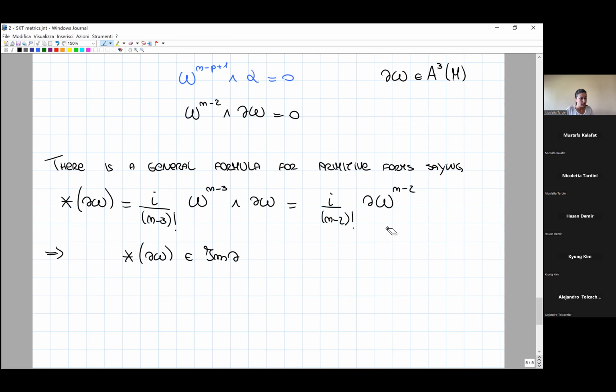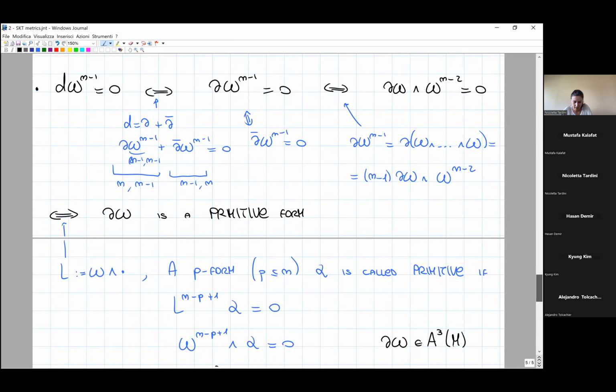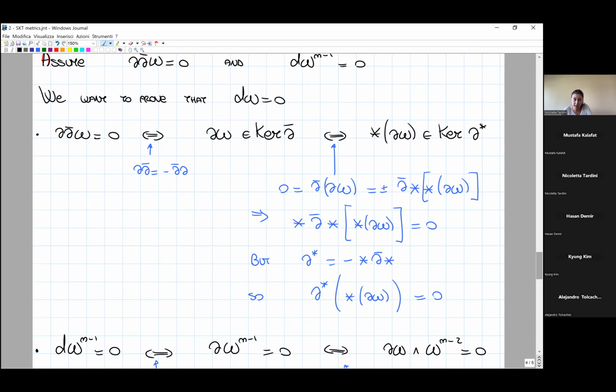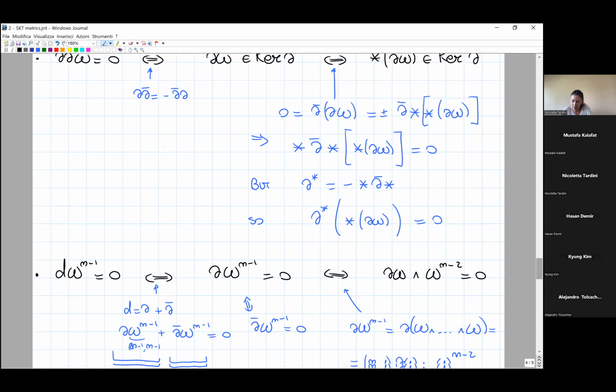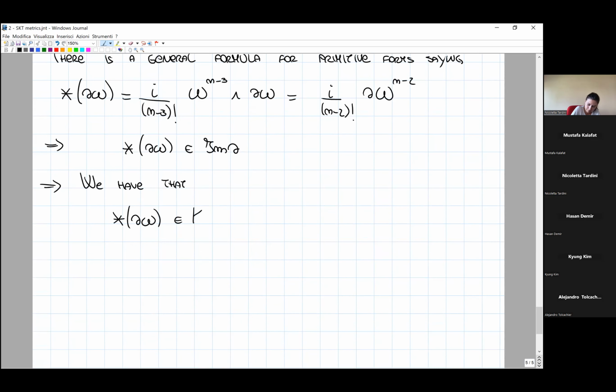Okay, so what we have shown is that the star of ∂omega, since omega is SKT, belongs to the kernel of ∂*. But since omega is also balanced, we have just shown in the previous line that this is in the image of ∂. But in this intersection, we just have the 0 form because these two spaces are L2 orthogonal.